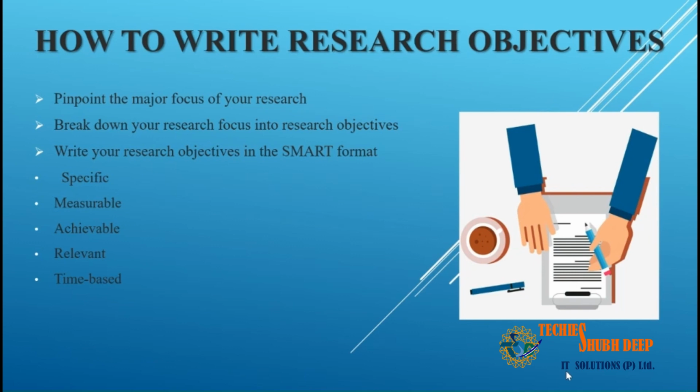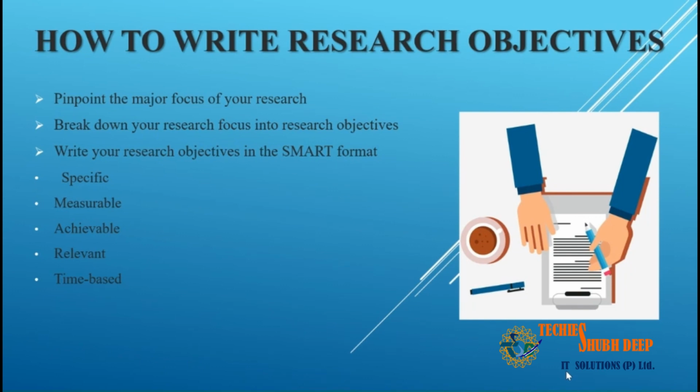Identifying your research objective is crucial to conducting a successful research project. Here are three simple steps that you can follow to identify and write your research objectives. First is pinpoint the major focus of your research. The first step to writing your research objectives is to pinpoint the major focus of your research project. Be sure to clearly describe what you aim to achieve through your research.